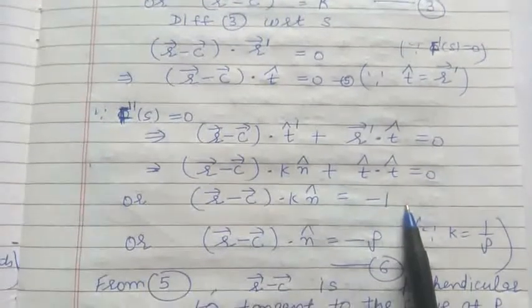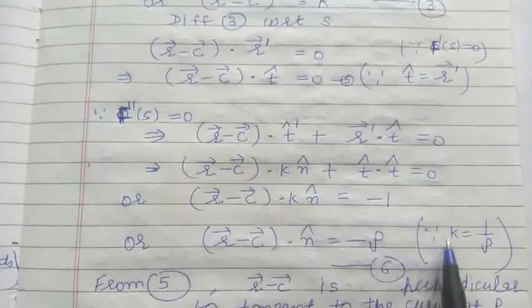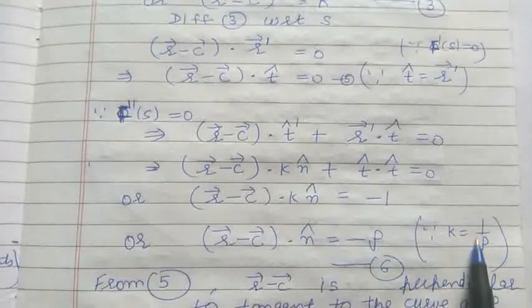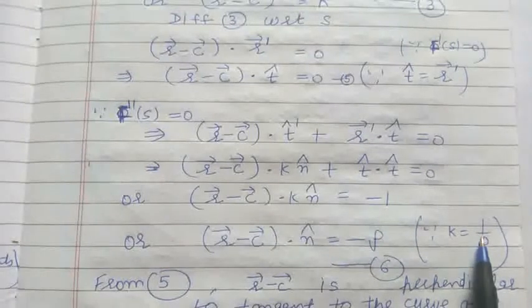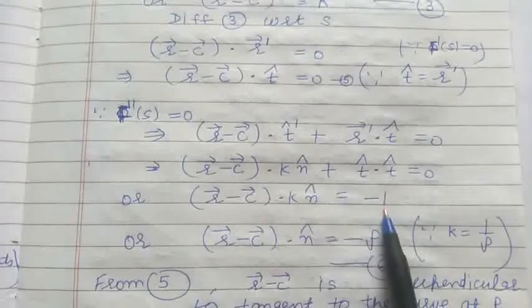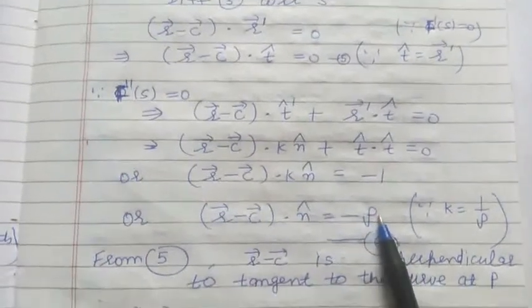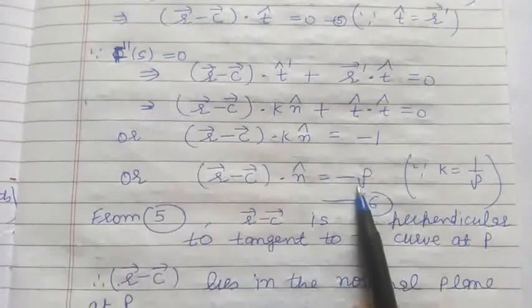Now because curvature and radius of curvature are reciprocal of each other, k is equal to 1 upon rho, where rho is the radius of curvature. So from here k can be shifted to the right hand side, so 1 upon k will give us rho. So from here we get this equation.